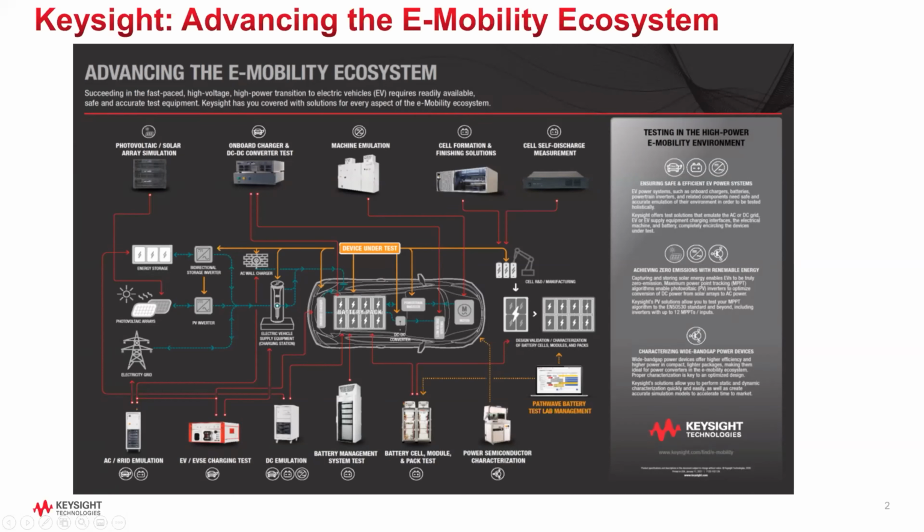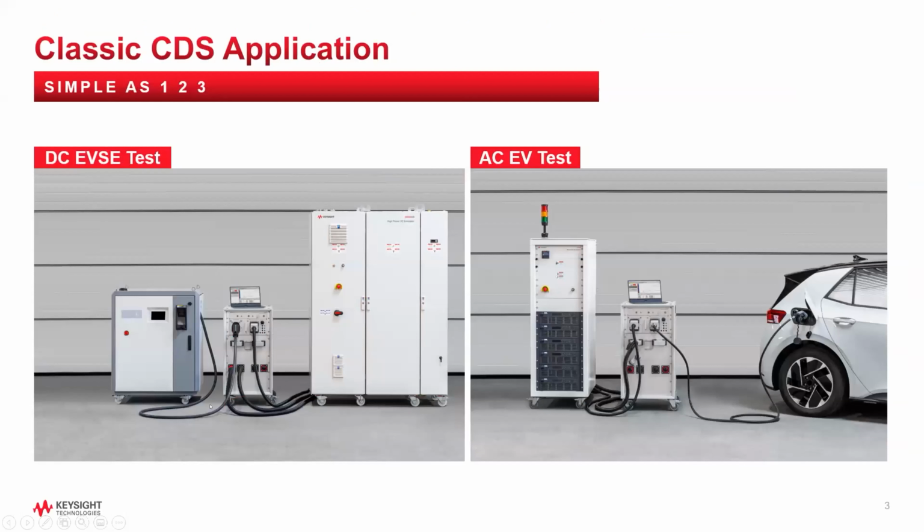Okay, let's focus down here on the lower left corner. These are classic examples of charge discovery testing. Here we're testing the EVSE, the charging station itself here on the left, with a high-powered CDS in the middle, and we're emulating the electric vehicle with a DC emulator. In this test, we're using our AC grid emulators to test the EV. We don't have a charging station. This grid emulator is emulating that with our high-powered CDS in the middle.